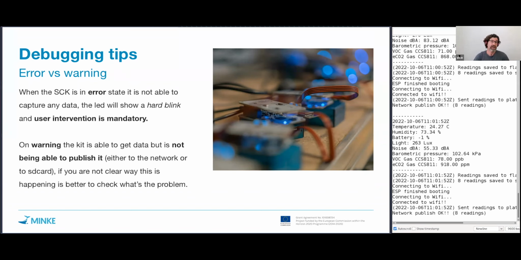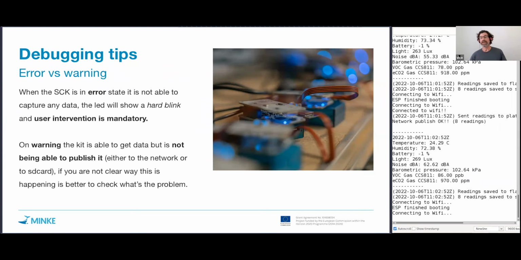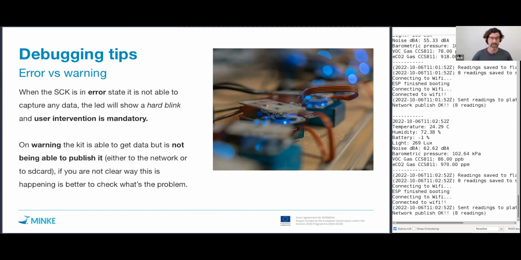First of all, we already explained this in the previous webinar, but it's important to understand the LED states when something is not working. We have error state and warning state. Error is really bad. Something is going wrong, and if you don't do something about it, you won't get data, and you will lose the data from the period while the kit was in error mode. So it's important to recognize it to be able to fix it as soon as possible.